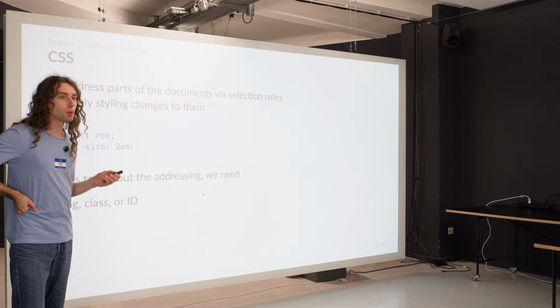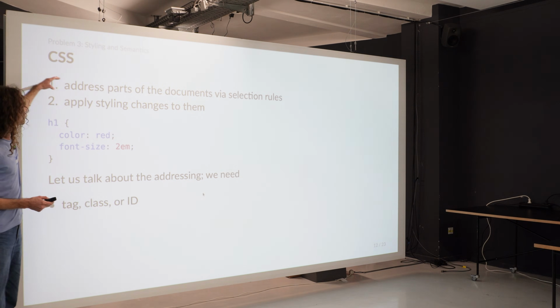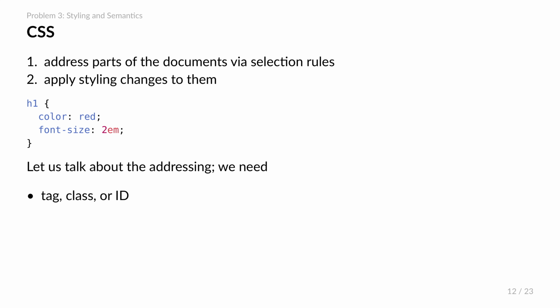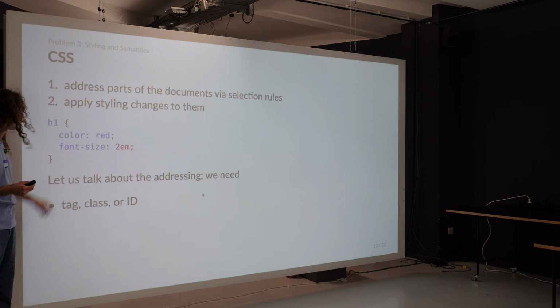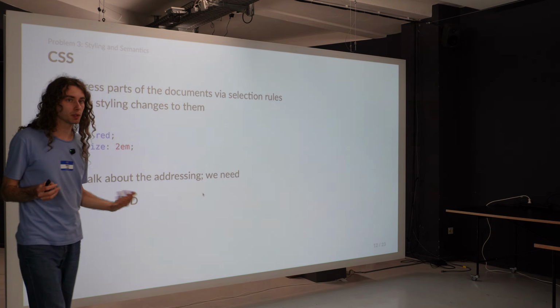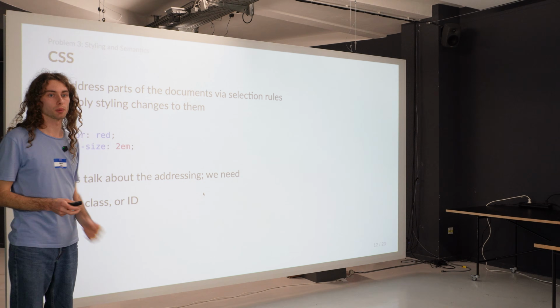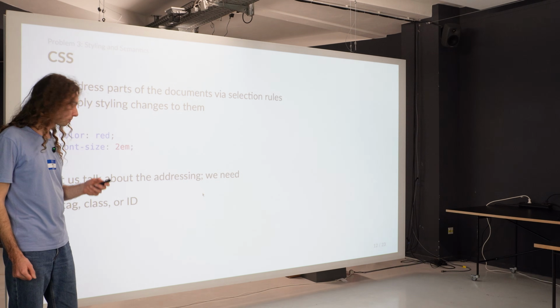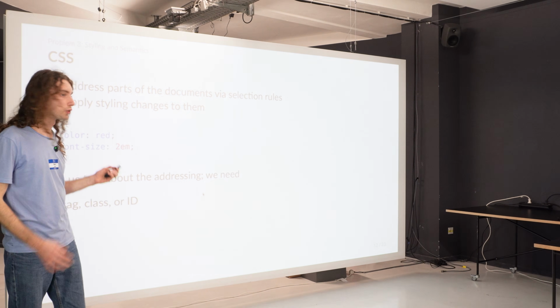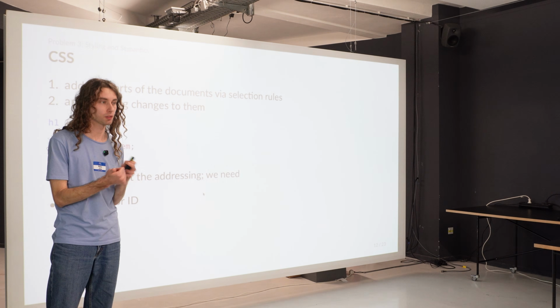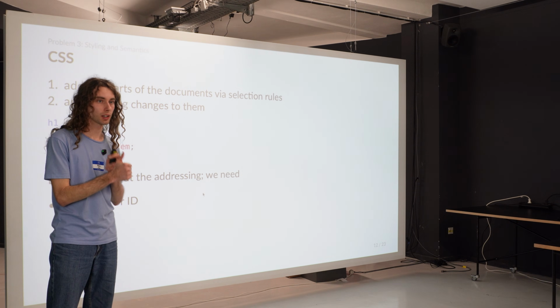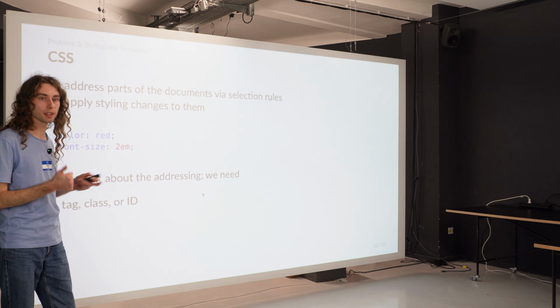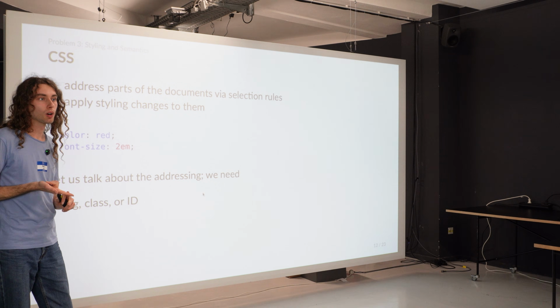And what we really want is something like that, CSS working like that. You address a certain part of a document, for example, the level 1 heading, and then you apply styling changes to that. And currently the main problem is that the addressing is hard to do, because with CSS you can only address things that have a certain tag, like H1 for level 1 heading, a certain class name or an ID.